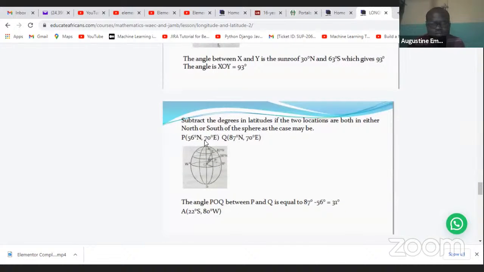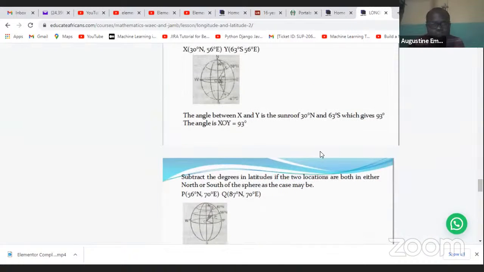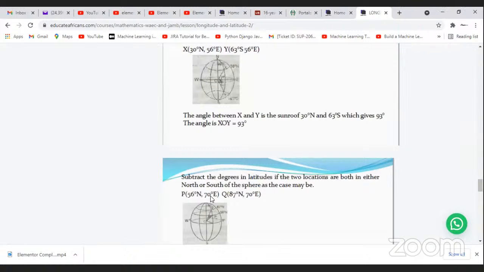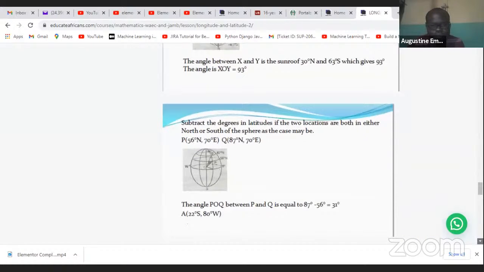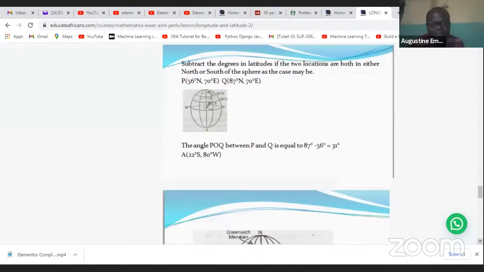Who can tell me what this one will be? What would this one be? 31. This is not north, so they are supposed to subtract each other. 31. Perfect, perfect, perfect.